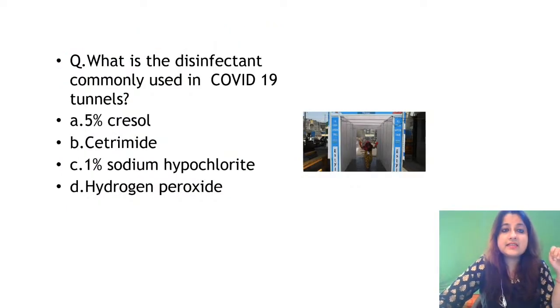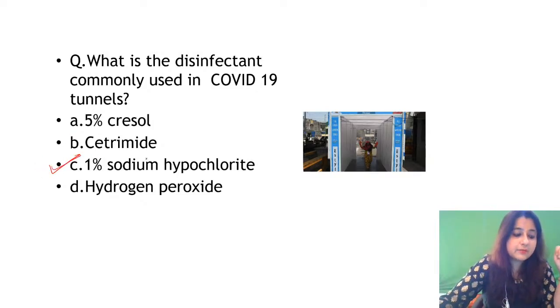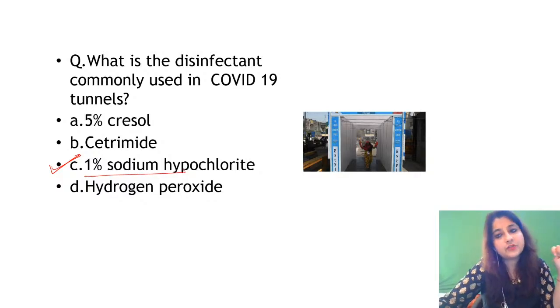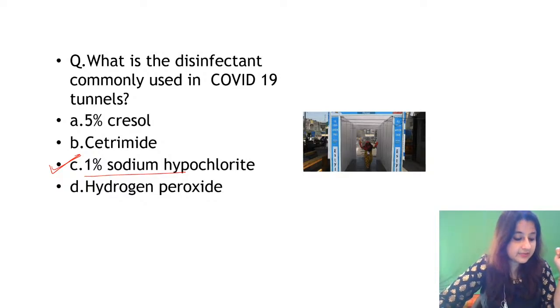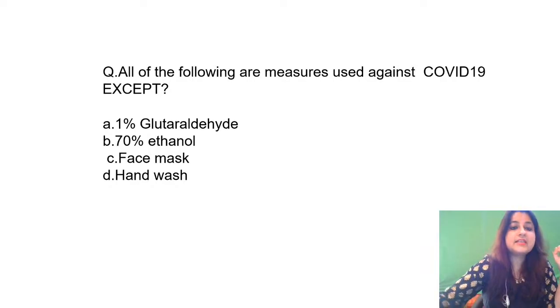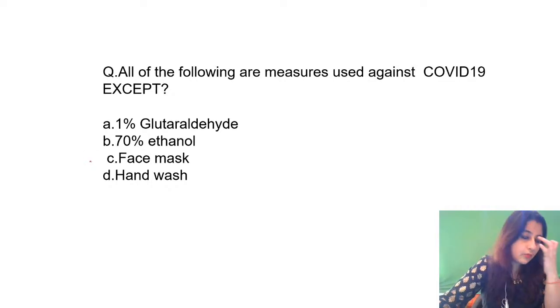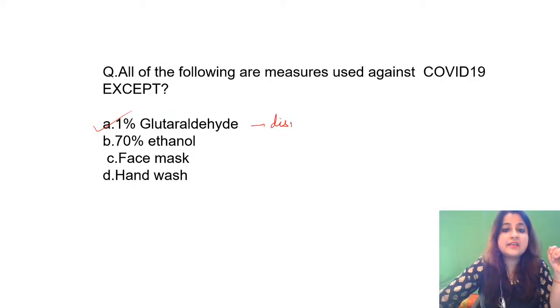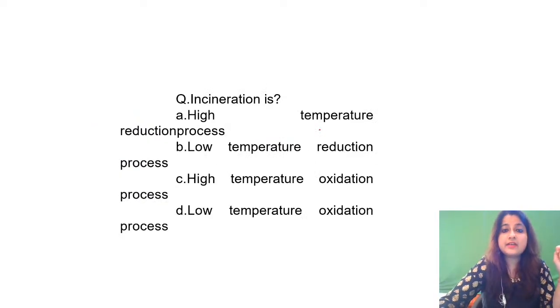Let's see. What is this? What is the disinfectant which is commonly used in COVID-19 tunnels? So this was made before. We used to use 1% sodium hypochlorite. Some of the other questions. All right, good. Let us see some of the other questions now quickly. All are measures used against COVID-19 except, anyone knows the answer to this? What is your answer? 1% glutaraldehyde. Why? Because this is a disinfectant and this is used to basically clean our endoscopes, all of those things. Let us have a look at some more questions.